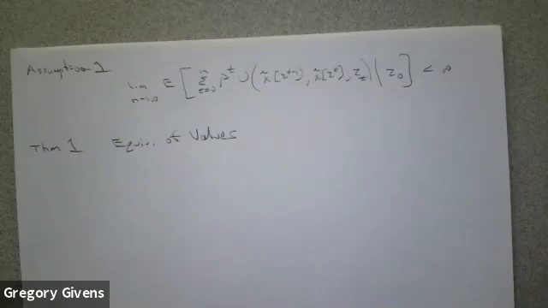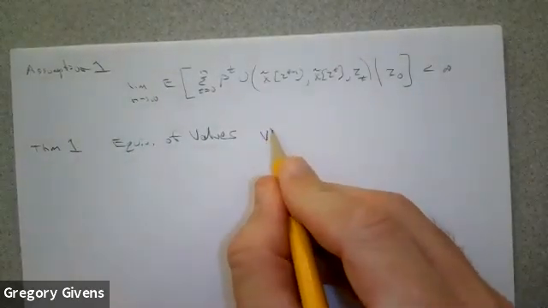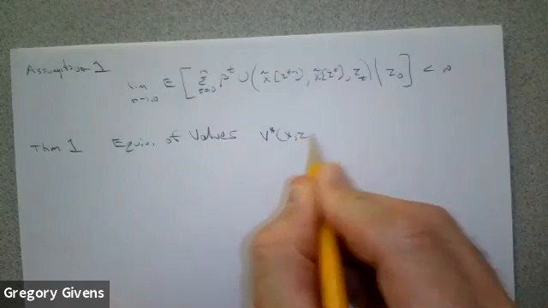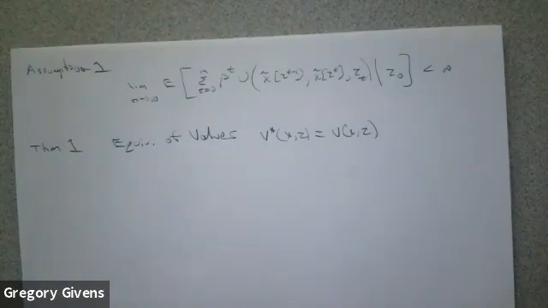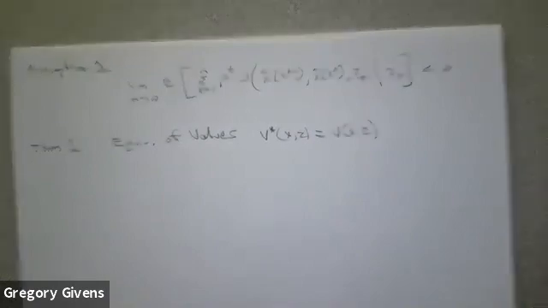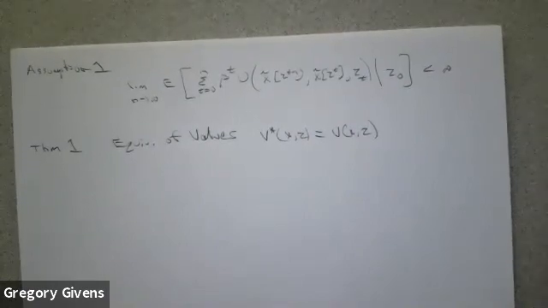Moreover, any solution V to the Bellman equation also attains the maximum value of the sequence problem, so that V star of x, z is equal to V of x, z for any x and for any z. So as long as assumption 1 holds, that is, there's a non-empty set for the planner to choose from, and the objective function exists, then we know that the maximum value of the sequence problem corresponds to the maximum value of the functional equation. They have to be equal.